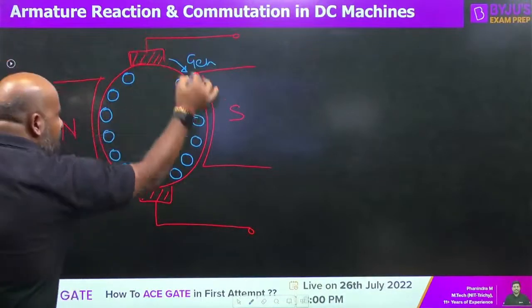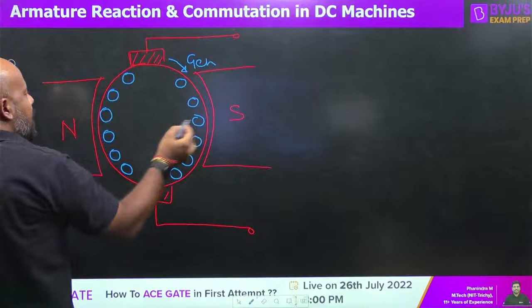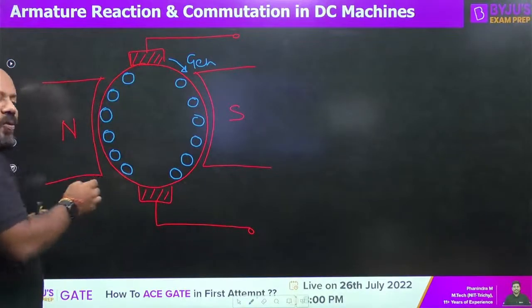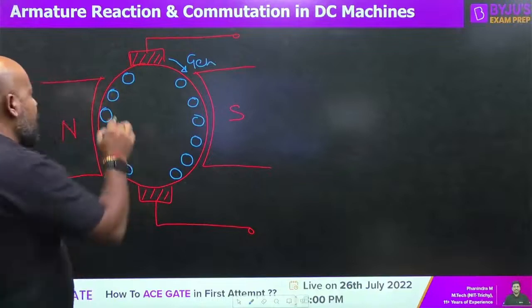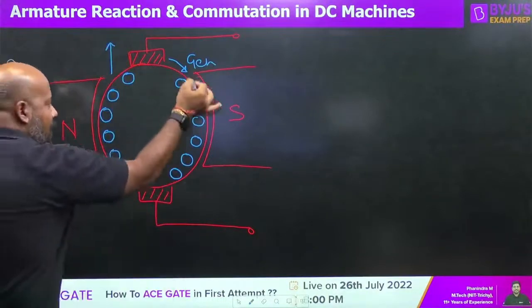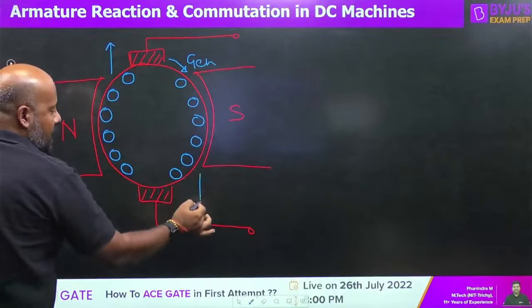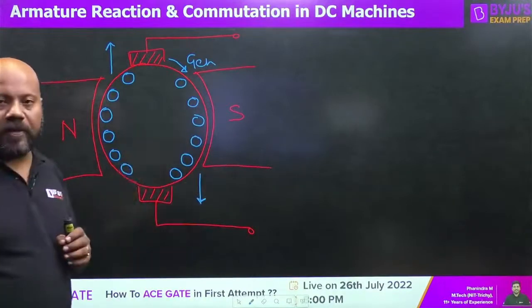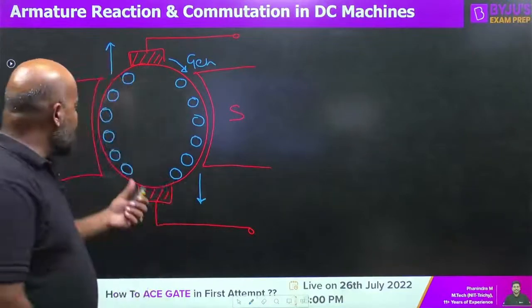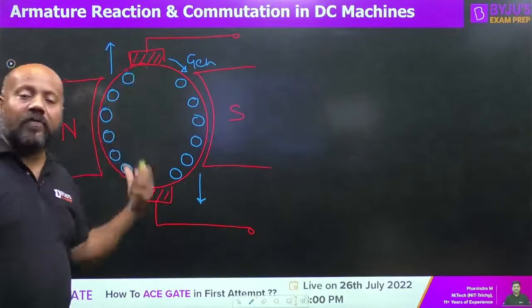Now, if the generator is rotating in this clockwise direction, it means all the conductors which are at the north pole side will have a torque in this direction. And all the conductors which are under the south pole are going to have a torque in this direction. So first I am applying this Fleming's right hand rule for the armature conductors under the influence of the north pole.